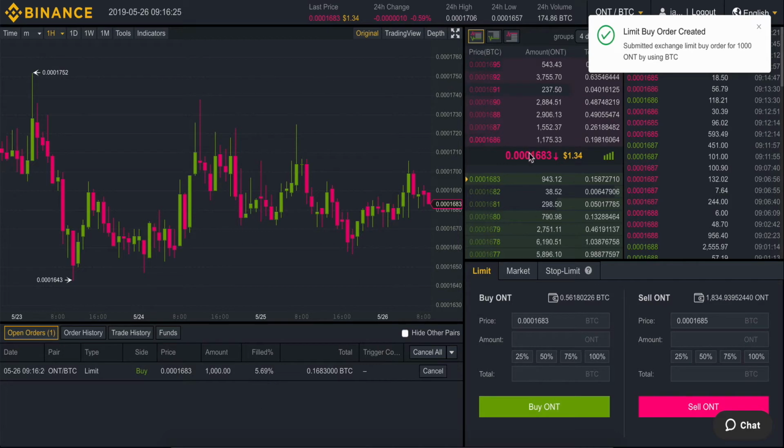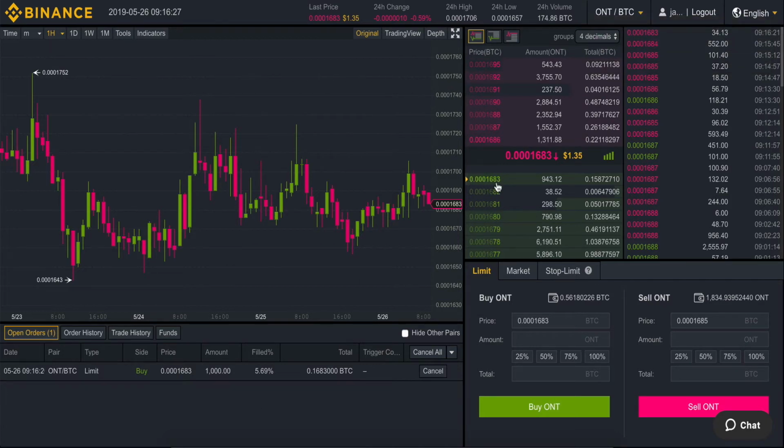Now this may get filled pretty quickly. We can see the yellow arrow. Mine is the first one to get filled. It's already been 6% filled like so. Amount 1,000, and this is the price. This is the way I do it, guys. I usually buy on Binance and then go into 3Commas and do it.